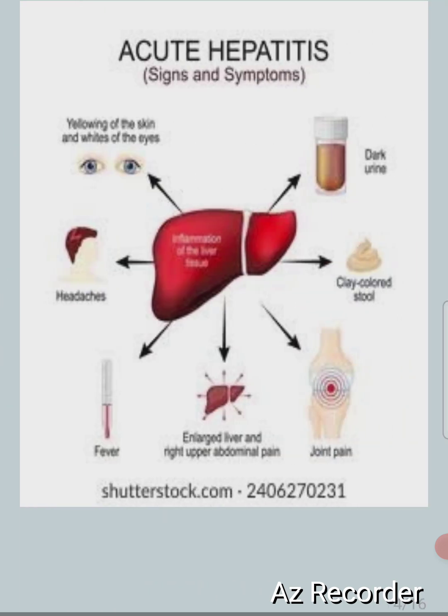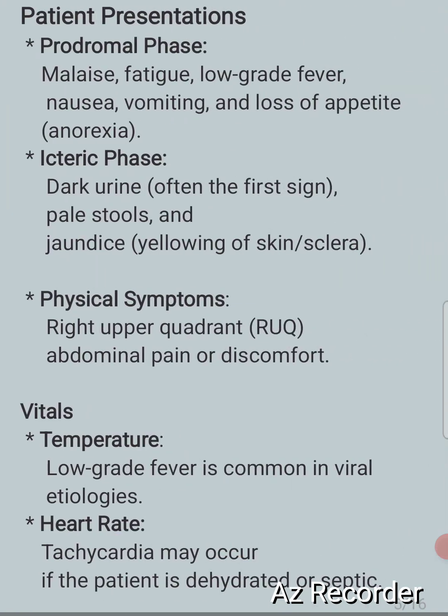So the signs and symptoms of acute hepatitis. Initially the patient presents with malaise. In the prodromal phase, the patient presents with malaise, fatigue, low-grade fever, nausea, vomiting, and loss of appetite, anorexia. Then there's an icteric phase in which there's dark-colored urine, often the first sign that is noticed by the patient, pale stools, and jaundice, which is yellowish discoloration of skin and sclera.